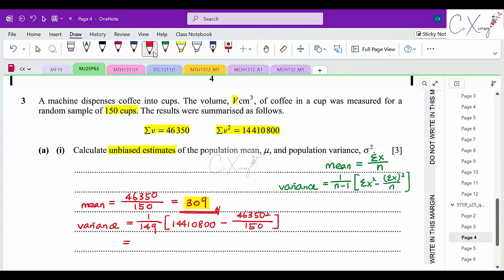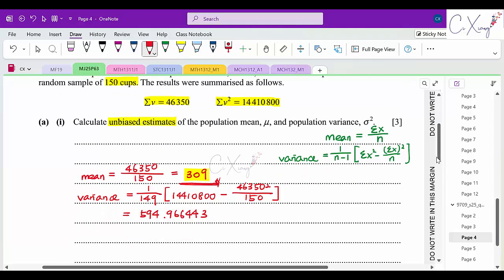Okay, then after that, you press the calculator and get the answer. Then you will get the long answer here, 594.966443. Then of course I will correct it to 3 significant figures. It will become 595.